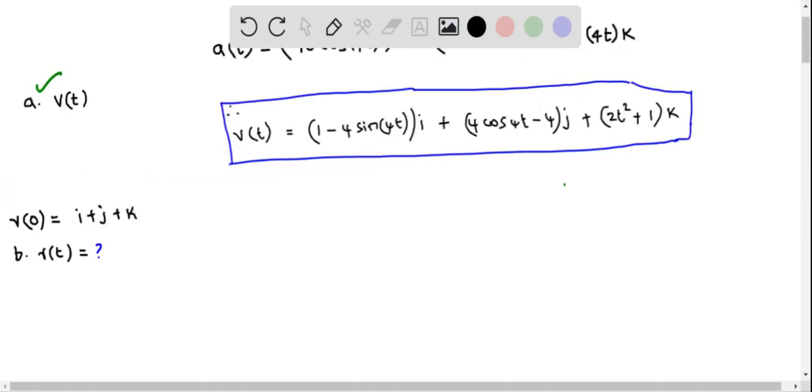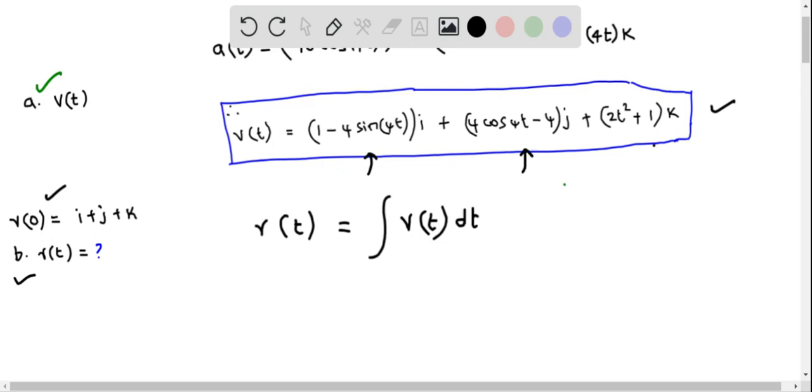We will now determine the position vector r of t using the initial condition r of 0 equals i plus j plus k. So we write r of t, that is the position vector, which is basically the integral of the velocity vector v of t. So we can utilize the velocity vector which we found in part A. This means we have to integrate each of the terms, that is each of the components, i component, j component as well as k component. So let me write down this r of t.